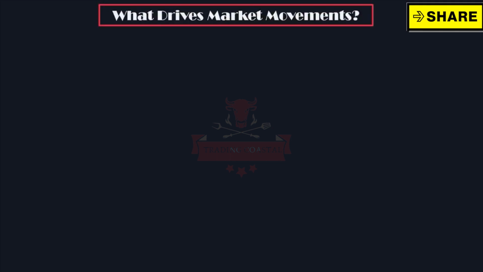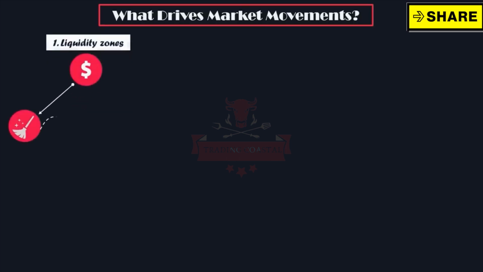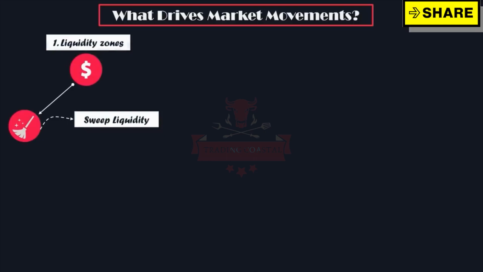What drives market movements? The dynamics behind market movements can be boiled down to two key factors that consistently influence price direction. First, liquidity zones. The market continually seeks to sweep liquidity to generate momentum. Essentially, liquidity serves as the lifeblood of the market, playing a vital role in its overall dynamics and functioning.